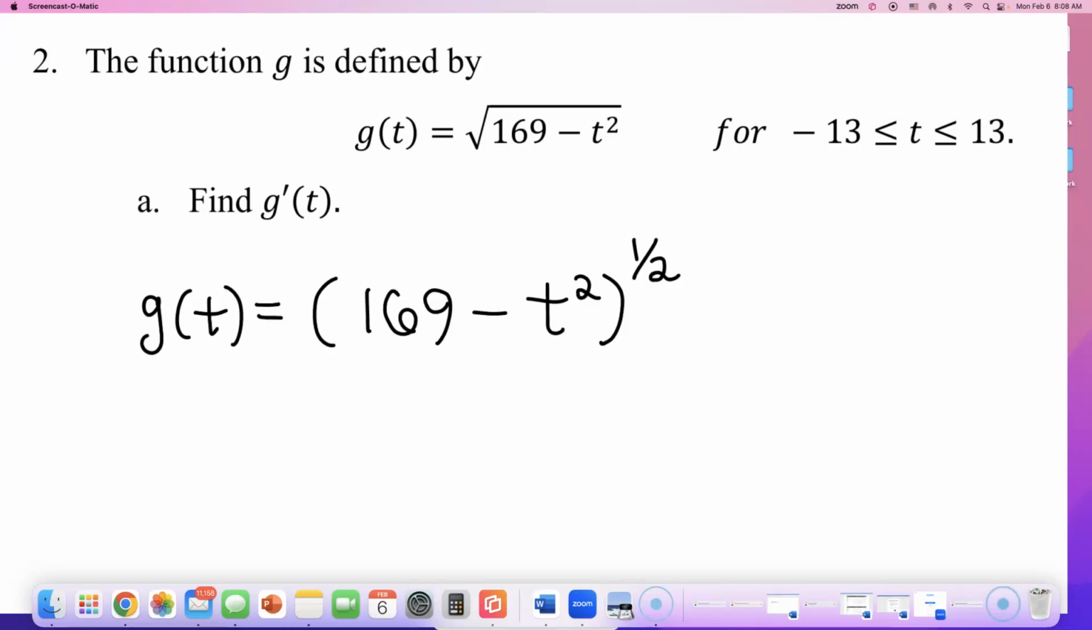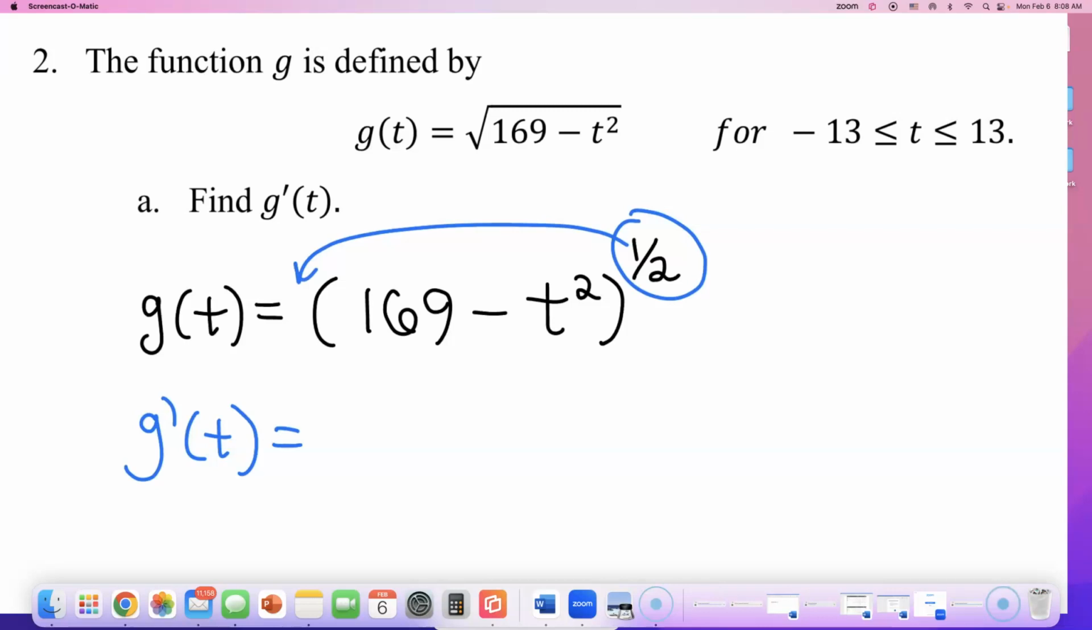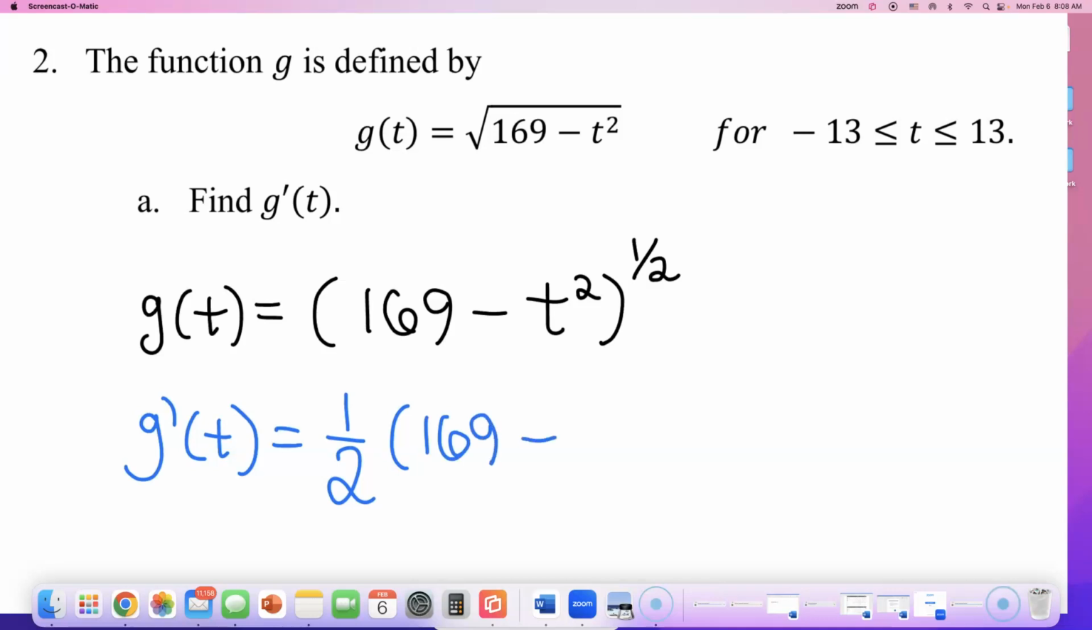So they want us to find g prime of t. We'll do that by doing the chain rule, okay? So here comes g prime of t. Bring down that exponent of half to the front. You will get half times 169 minus t squared. But remember to always subtract 1 from the original exponent. Half minus 1 is -1/2.